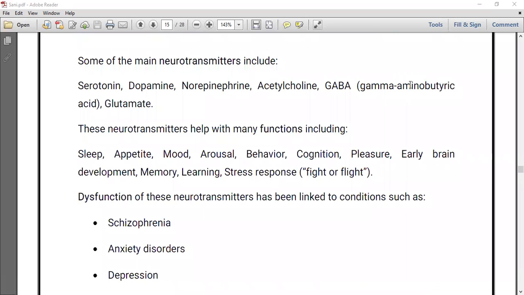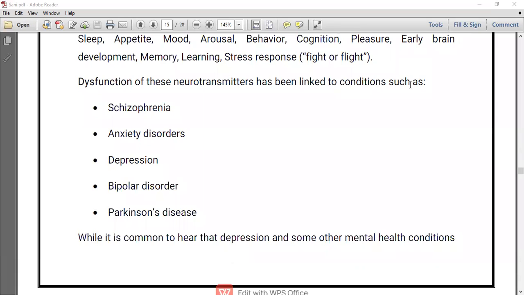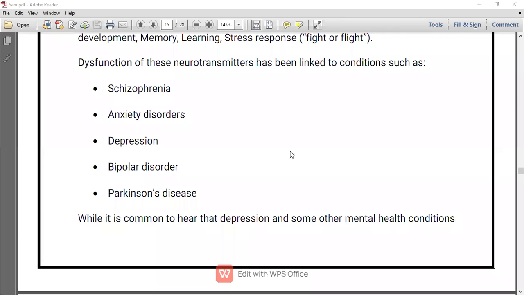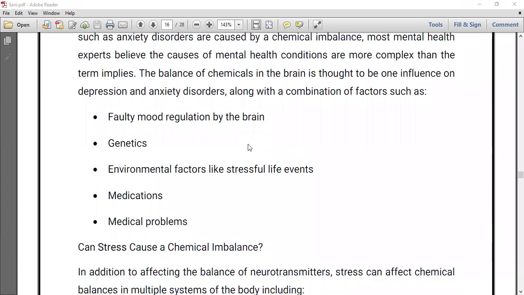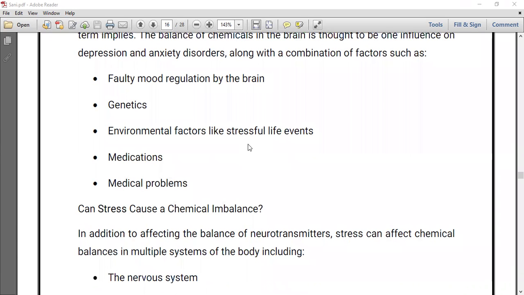And just like that, an anxiety disorder occurs when norepinephrine, acetylcholine, and GABA are produced too little. The balance of chemicals in the brain is thought to be one influence on depression and anxiety disorders, along with a combination of factors such as faulty mood regulation by the brain, genetics, and environmental factors like stressful life events and medication problems.